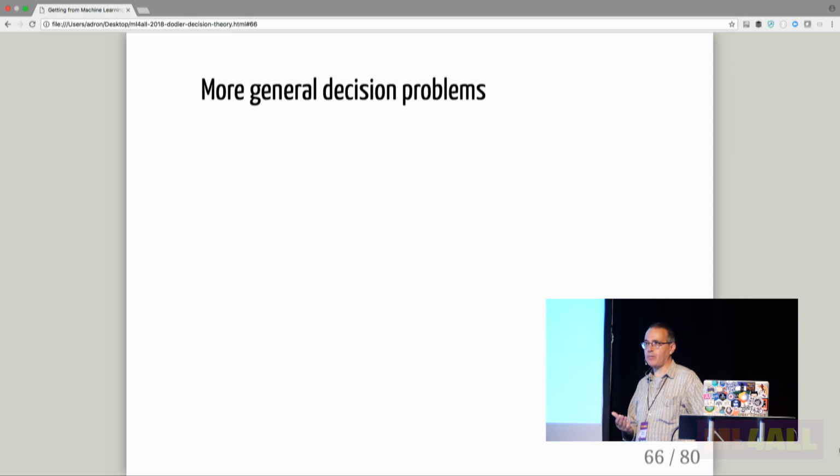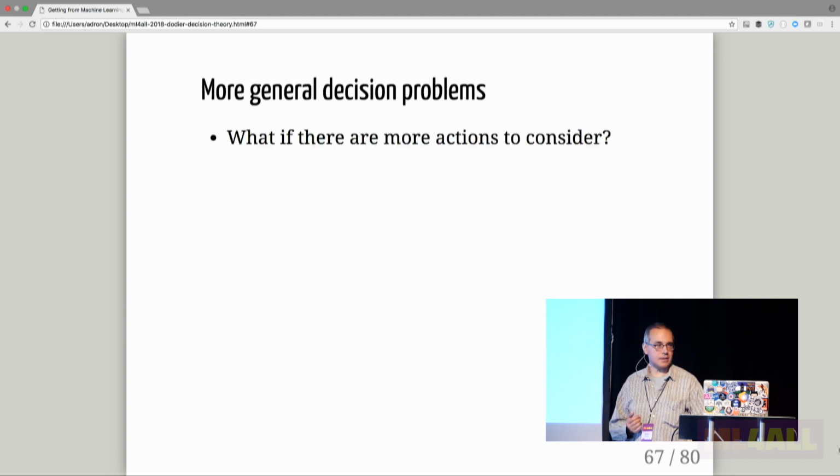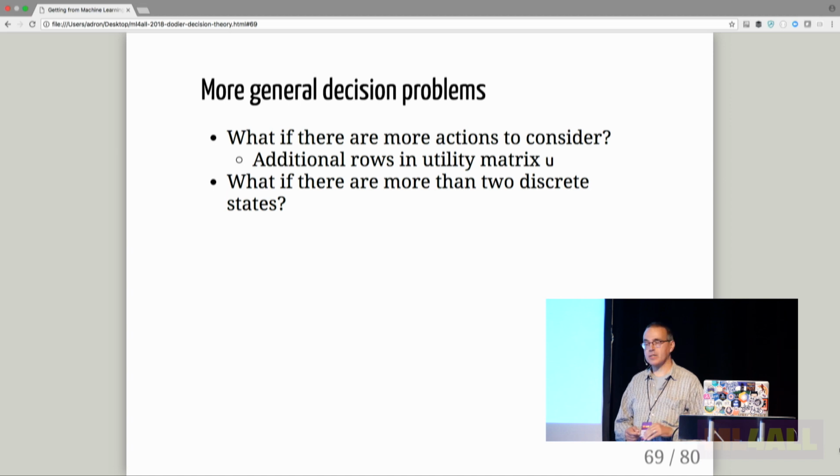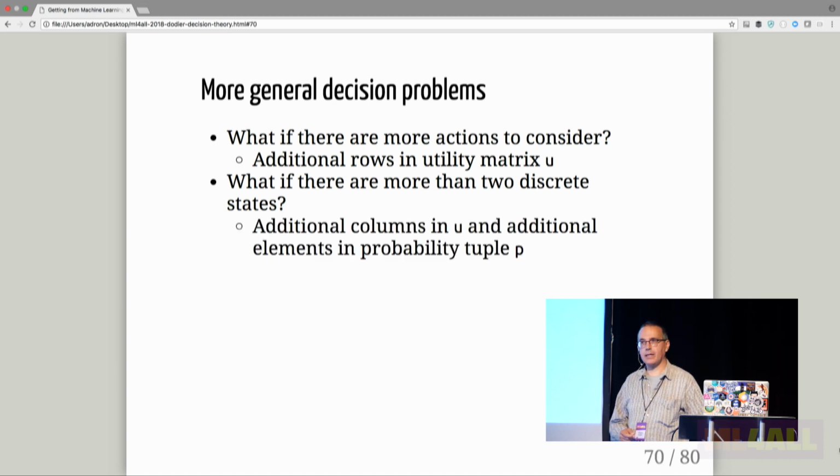This is a very simplistic problem with just 2 possible outcomes and 3 possible actions. So what about more general problems? What if there are more actions to consider? Well, that just means that we're going to have additional rows in U, the utility list. And what if there's more than 2 discrete states in the possible outcomes? That means that there's going to be additional columns in U, and there's going to be additional elements in the probability vector or tuple.